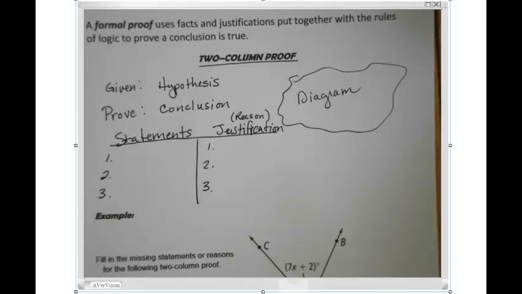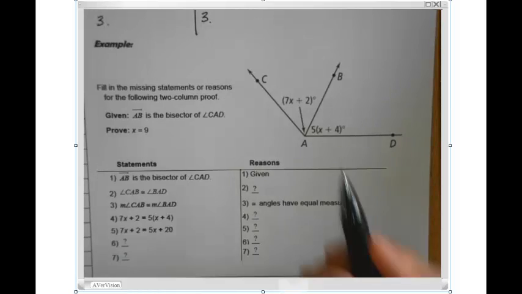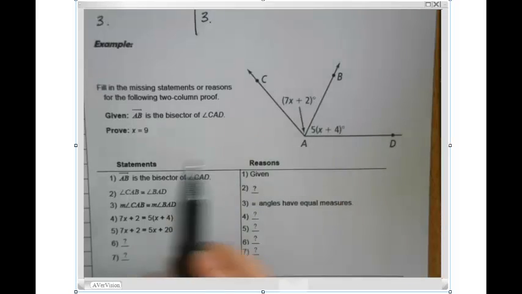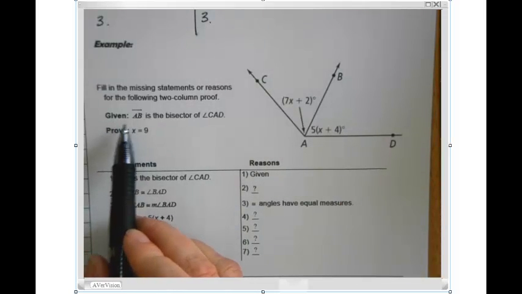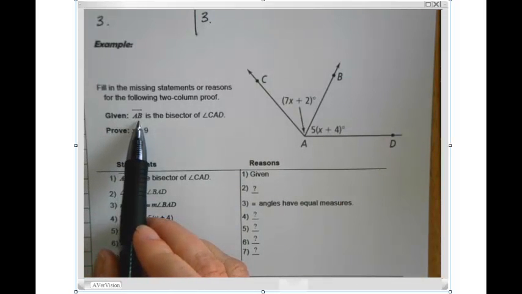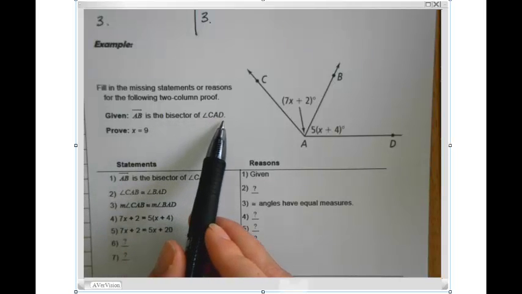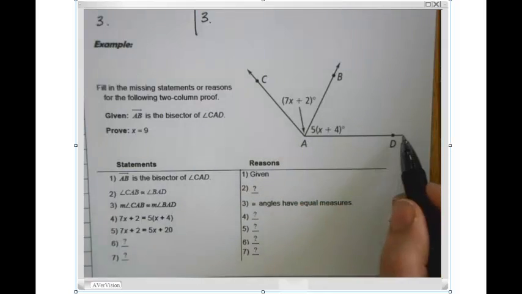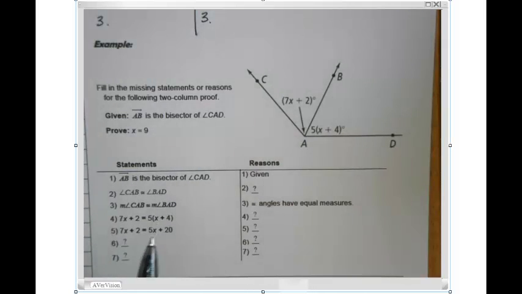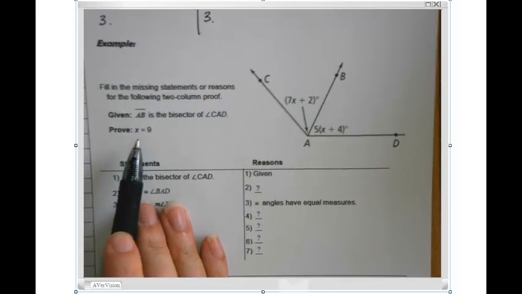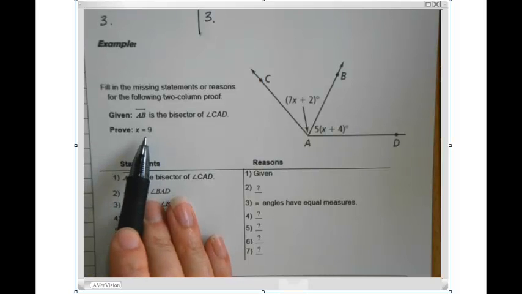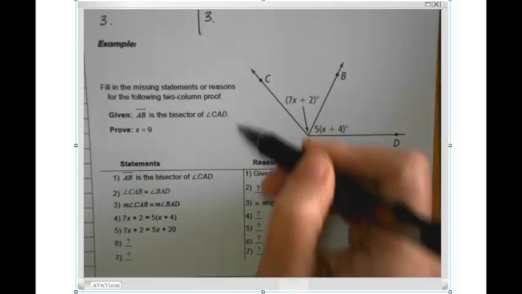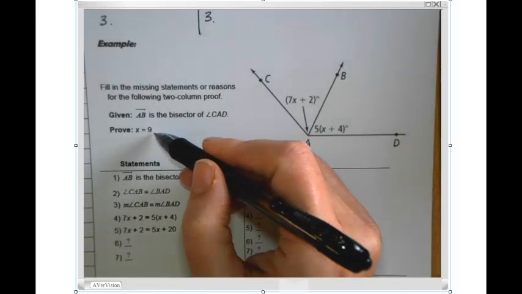So let's take a look at this first example. You see here we've got our diagram laid out. And we've got a given statement about the diagram. Let's read that. It's AB is the bisector of angle CAD. So here we find ray AB coming through angle CAD as a bisector, cutting it in half. Our job is to prove that the value of x is 9. So we have to work from the given to the conclusion.